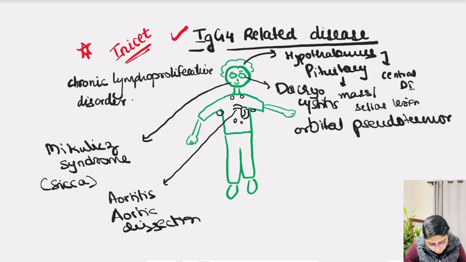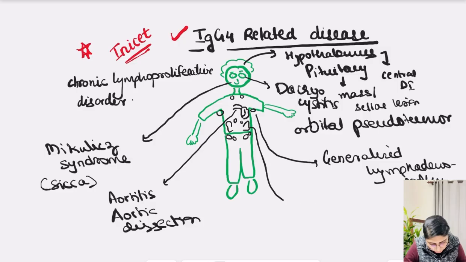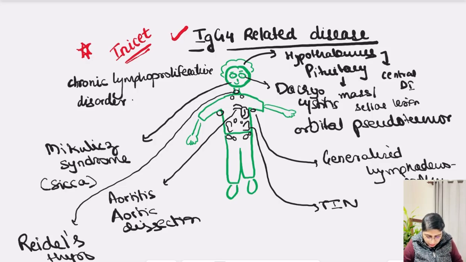If we talk about the lymph nodes, the cervical lymph nodes, the axillary lymph nodes, the hilar lymph nodes, chest lymph nodes, mediastinal lymph nodes, it can present with generalized lymphadenopathy, even the inguinal lymph nodes. Okay, so generalized lymphadenopathy. Let's talk about kidneys. So TIN, tubulointerstitial nephritis. Now there is thyroid in the neck, and the involvement of thyroid is known as Riedel's thyroiditis. We'll try to remember this.